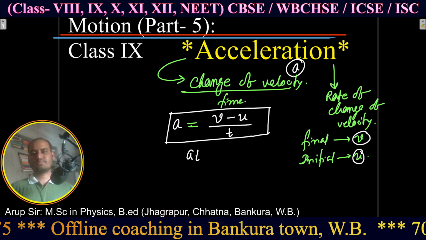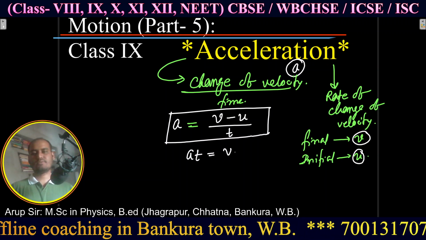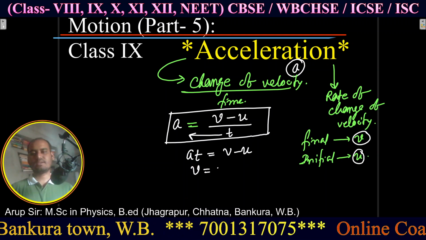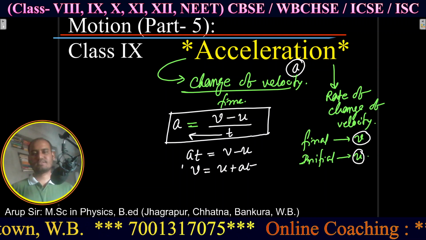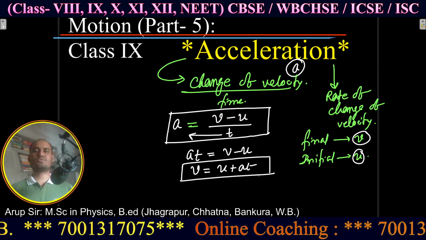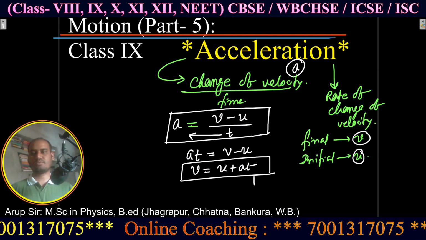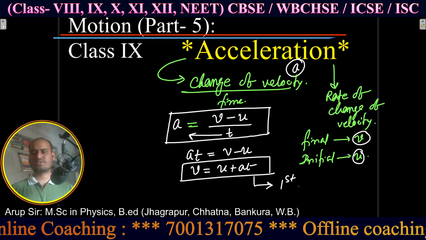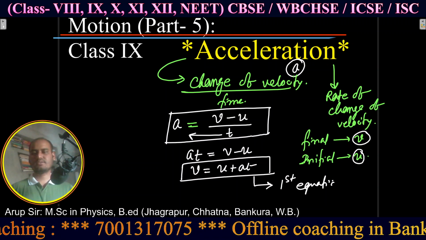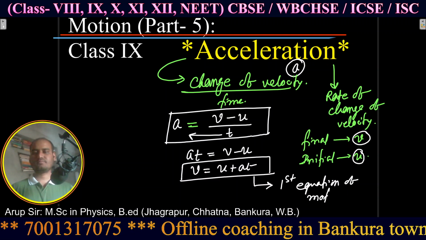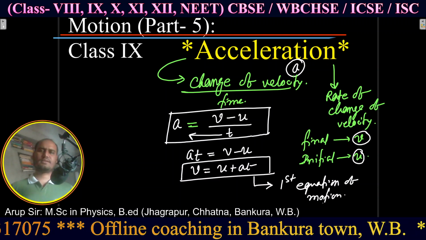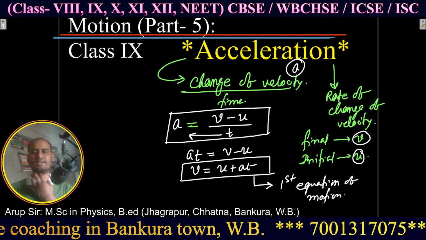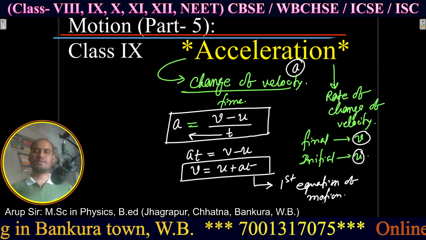Now if you simplify this further, after cross multiplying you get at equals v minus u, and finally v equals u plus at. So this is the formula. It is also known as an equation of motion, the kinematics equation, or the first equation of motion. A lot of formulas are there. I am going to show all the formulas in the next class graphically, where graphical representation will be discussed.